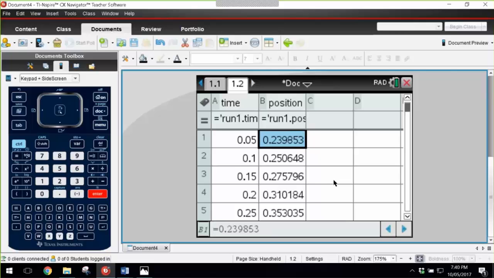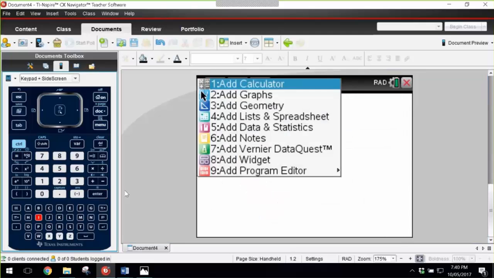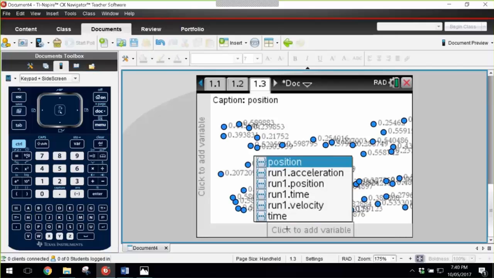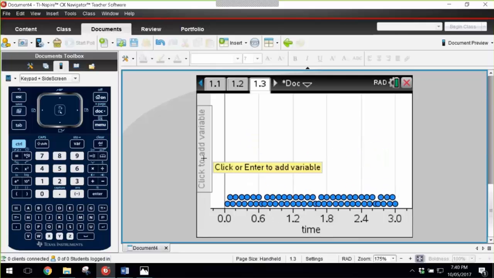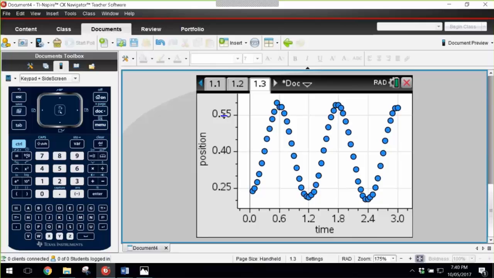Then here's your option. Do you insert a graphs application, or do you insert a data and statistics application? I always like what Melissa does as well, which is insert a data and stats application. You can do Control-I, the insert with the software. So if I go Control-I for insert, I want to do a data and statistics. You've got all the data, so we're going to have position versus time. I'm going to have time on the independent axis and position on the dependent axis. And there's our data, so you've got your scatter plot.